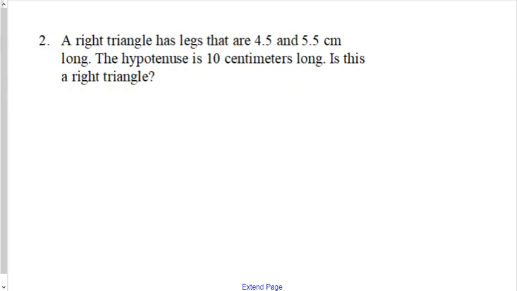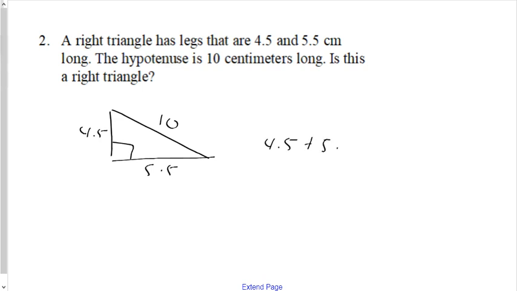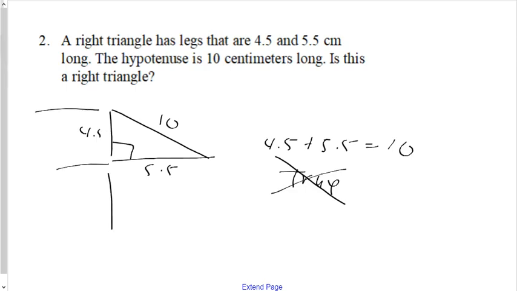Question 2, a right triangle has legs that are 4.5 and 5.5 centimeters. The hypotenuse is 10. I got a lot of people on this one too. They actually drew it, which was wonderful, because the expectation would be you draw it. If the legs are 4.5 and 5.5, I had so many people say 4.5 plus 5.5 equals 10, and therefore it's true. That's not right, because those are the legs. Those are not the areas of the squares attached. So again, you would have to draw squares onto each of these.